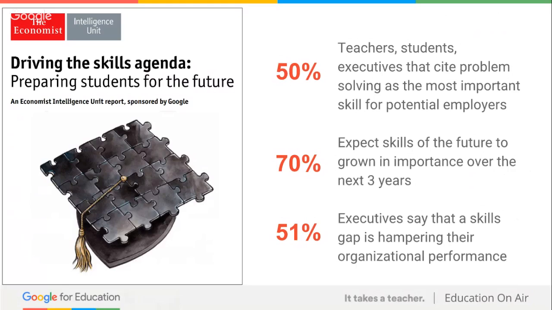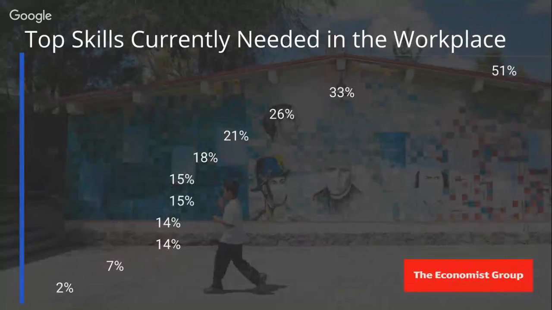A skills gap does persist today. So Mike, if you want to add anything to that. Yeah, actually, if you think about some of the top skills that are out there going along with the Economist research, the Economist group polled about 1,500 business leaders, and they asked them the skills of the future and the things that they're looking for in students coming out of K-12.